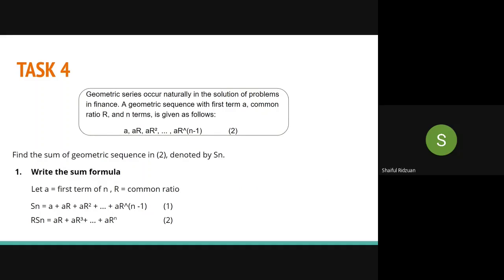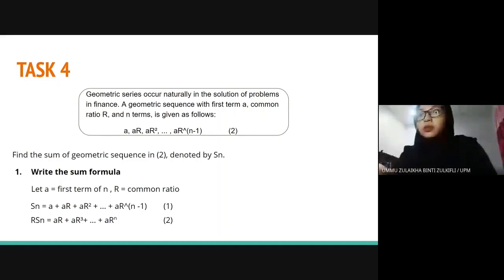Okay, so we go to task 4. I'm going to explain how to solve the fourth task. The question is: geometric series occur naturally in the solution of problems in finance. A geometric sequence with first term A, common ratio R, and n terms is given as follows. Find the sum of the geometric sequence in equation 2 denoted by Sn.